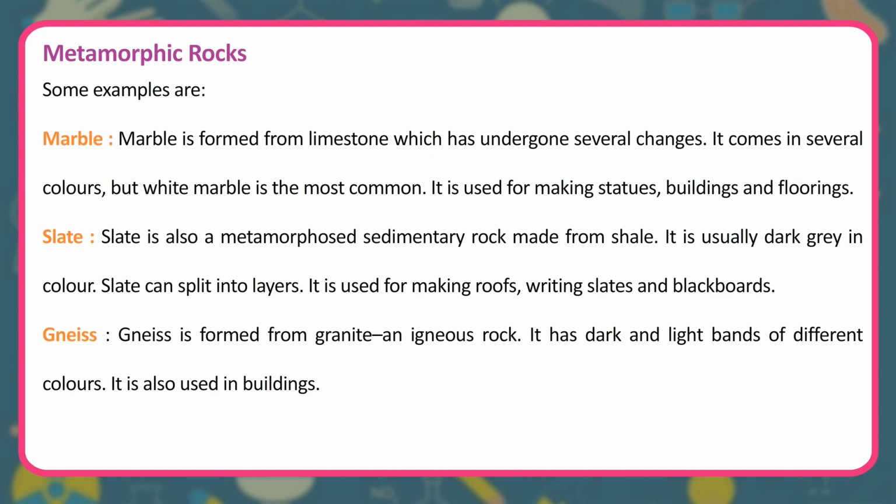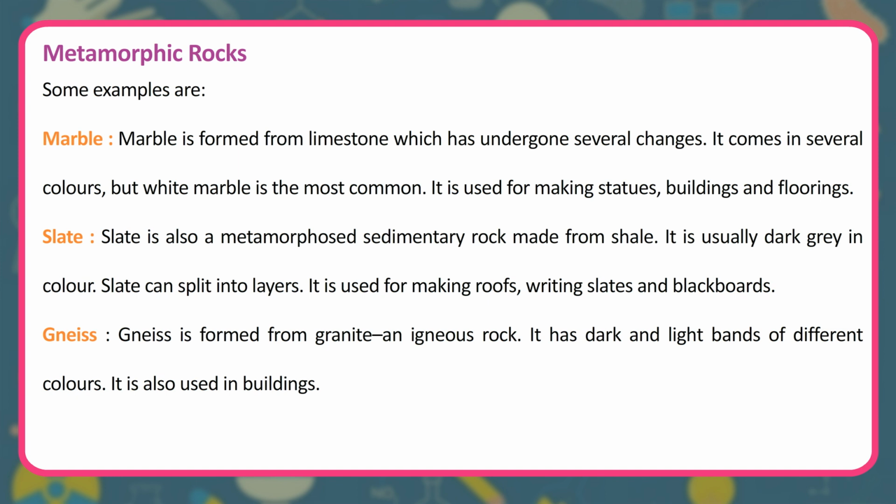Some examples are marble. Marble is formed from limestone which has undergone several changes. It comes in several colors, but white marble is the most common. It is used for making statues, buildings and floorings. Slate. Slate is also a metamorphosed sedimentary rock made from shale. It is usually dark gray in color.